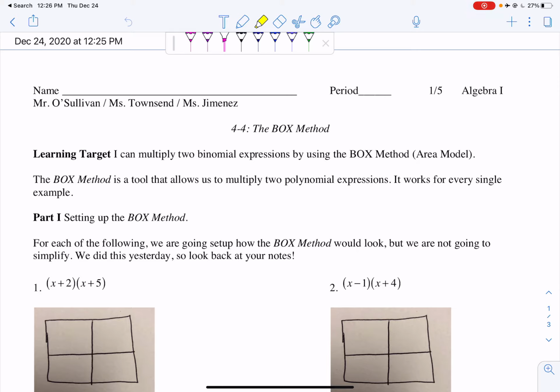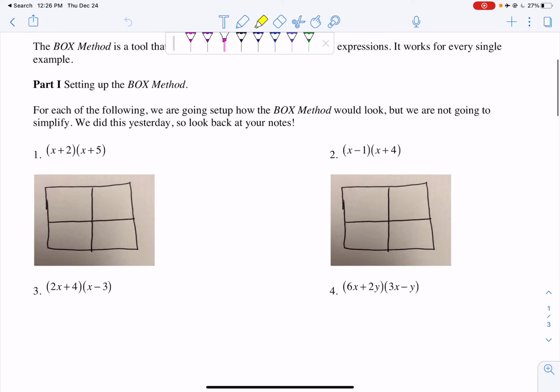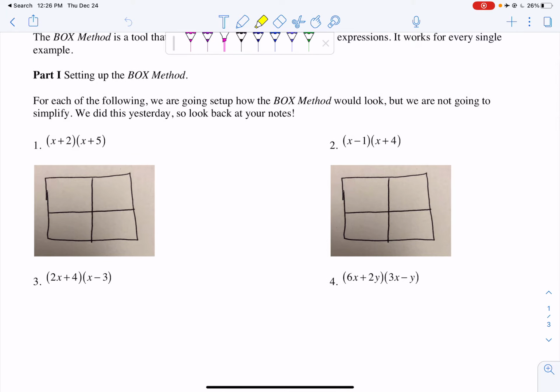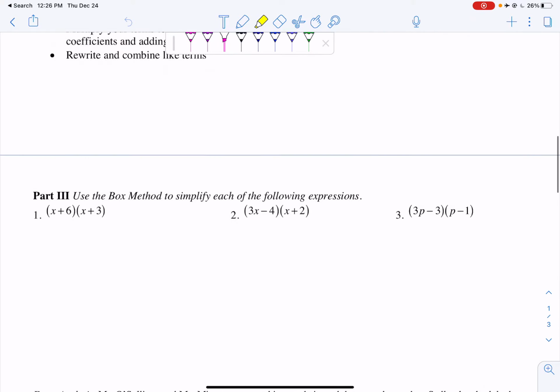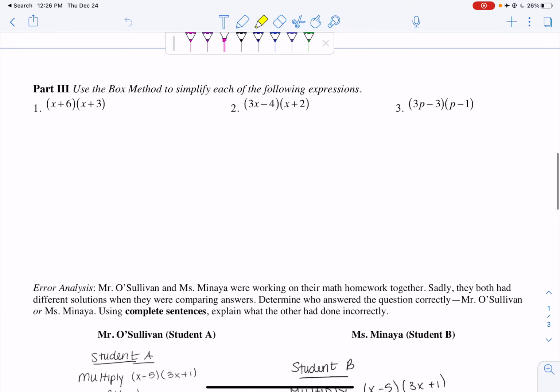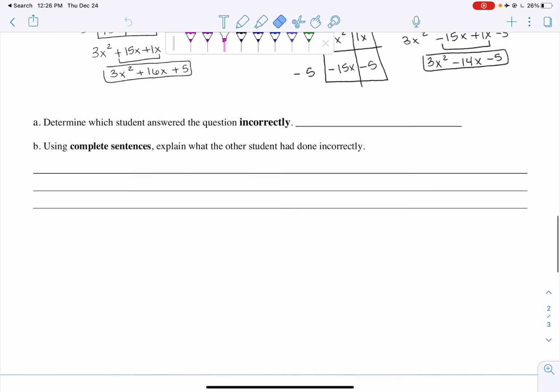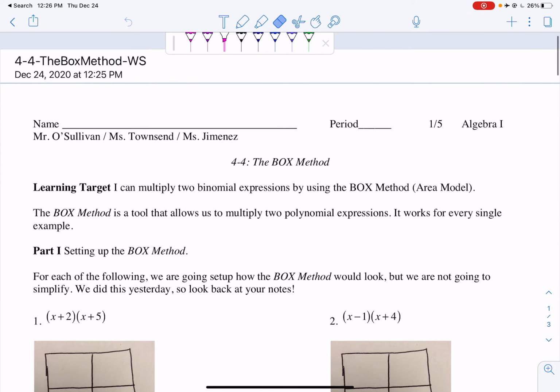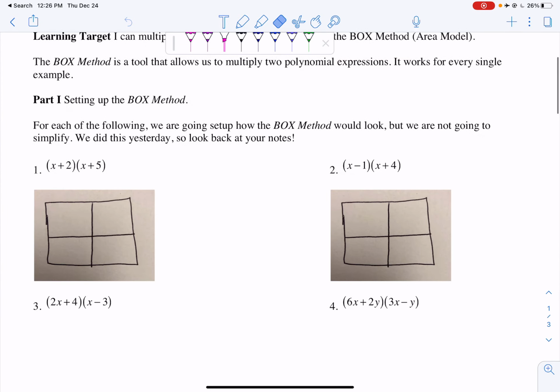So ladies, the box method is simply just a tool that allows us to multiply two polynomial expressions. And the best part about this is it's not one of those math things that only works for a few instances. It works for every single example. So today we're going to be looking at a few different parts. Part one is simply just setting up the box method. Part two is actually performing it. Part three, we're executing it. And then you're going to do a quick error analysis on edpuzzle. So part one, setting up the box method.